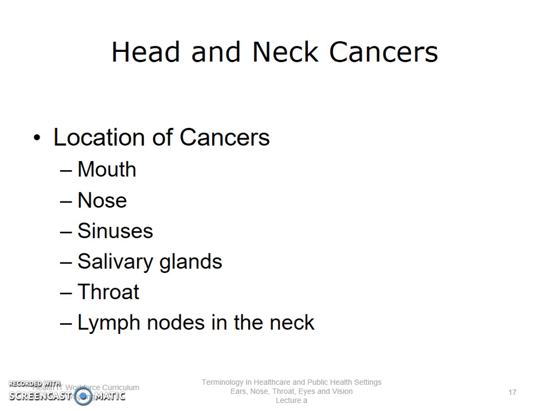Now let's discuss some common head and neck cancers. These include cancers of the mouth, nose, sinuses, salivary glands, throat, and lymph nodes in the neck. Most begin in the moist tissues that line the mouth, nose, and throat. Symptoms include a lump or sore that does not heal, a sore throat that does not go away, trouble swallowing, or a change or hoarseness in the voice.